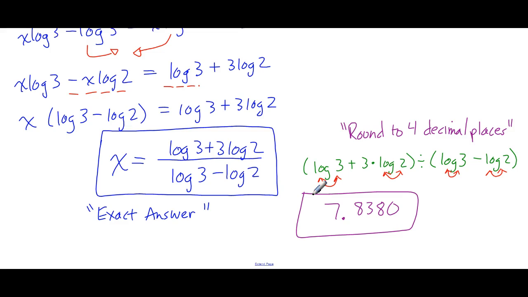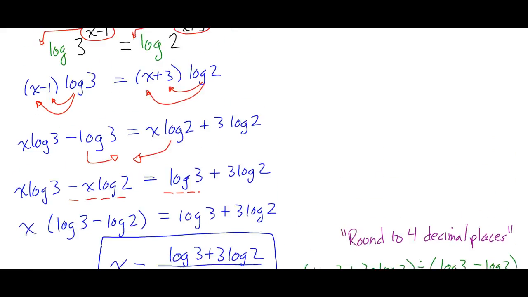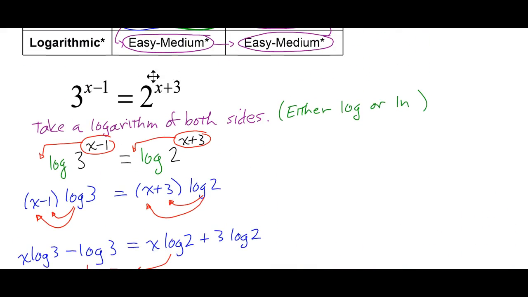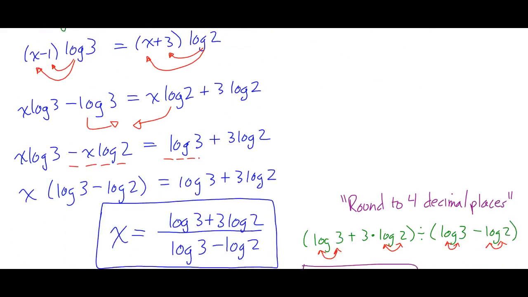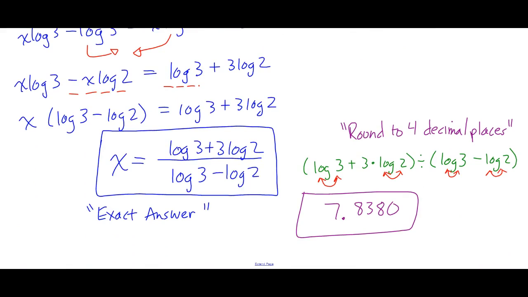And remember, with exponential equations, you are not required to check your answer. Checking is optional. The way you would check this is you would take 7.8380, you would go back to the original equation and plug it in on each side and see if you get the same thing. Because it's a rounded answer, when you work out on your calculator the left side and the right side, they won't match perfectly, because that's the difference between exact versus approximate answers. An approximate answer is not perfect.